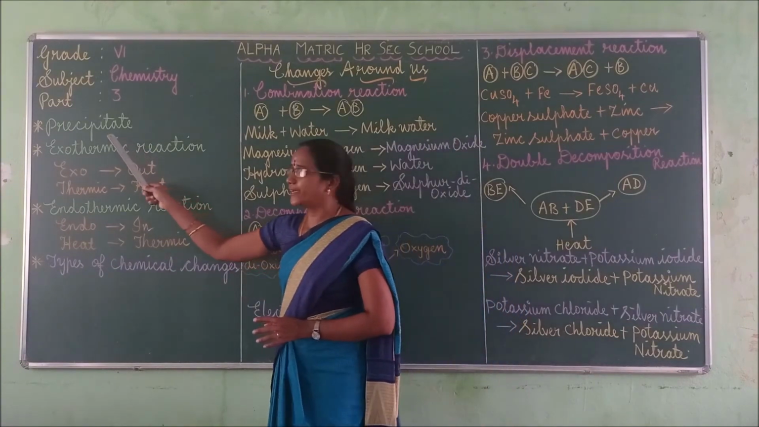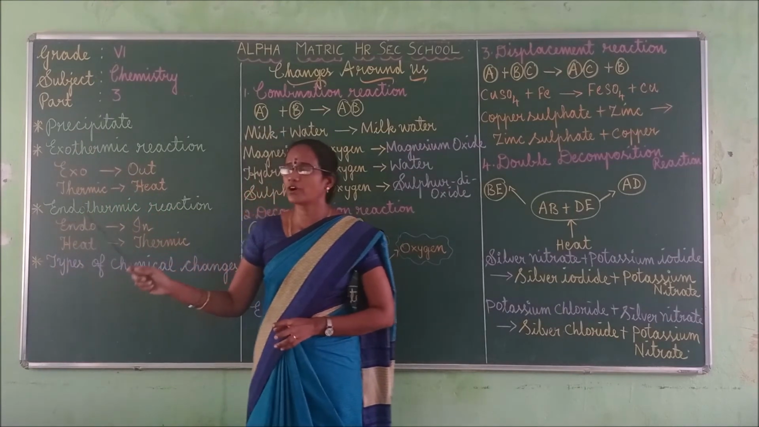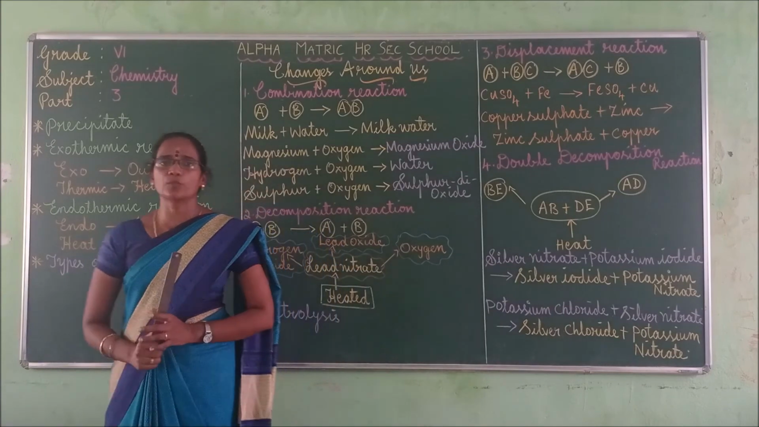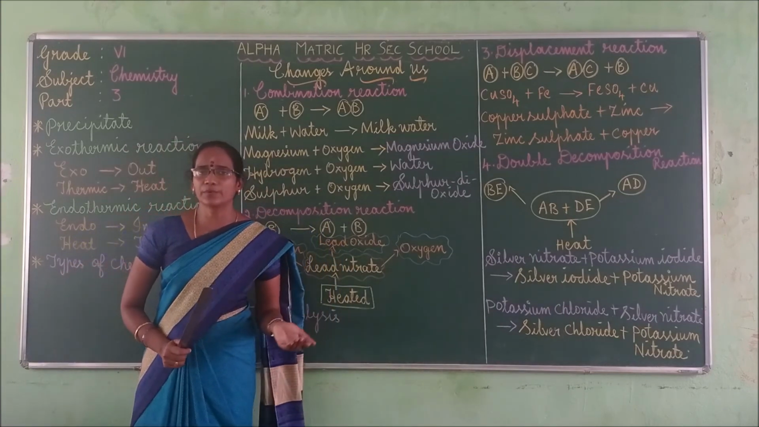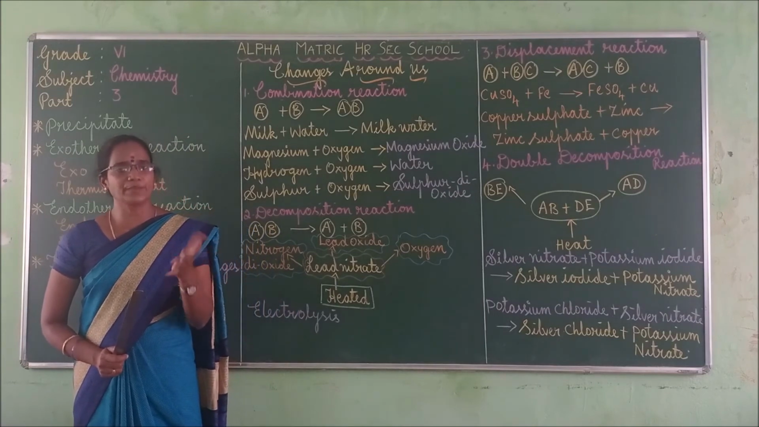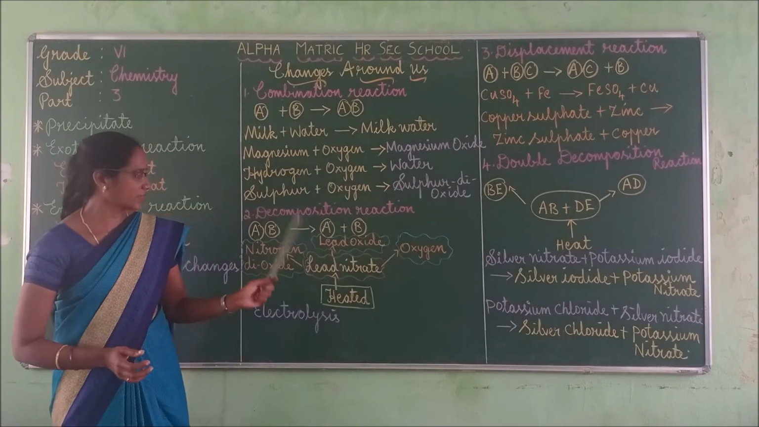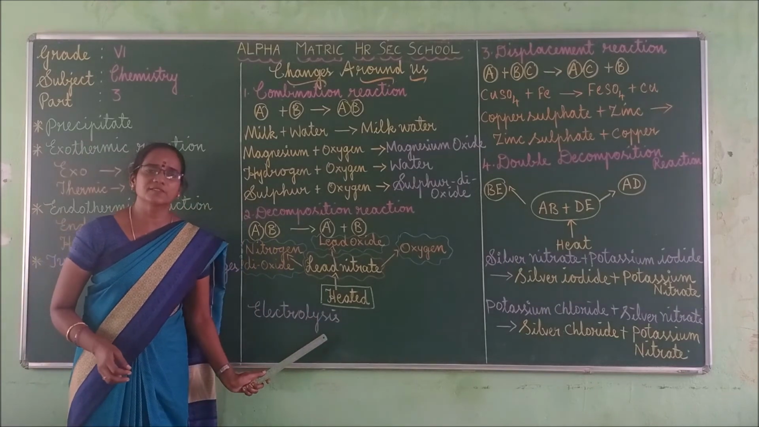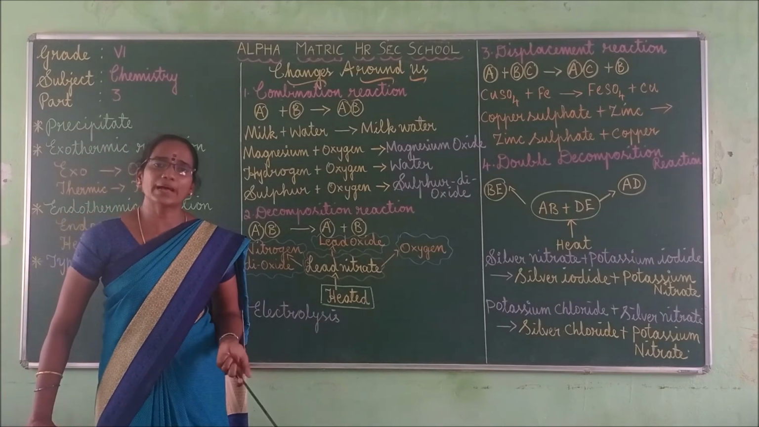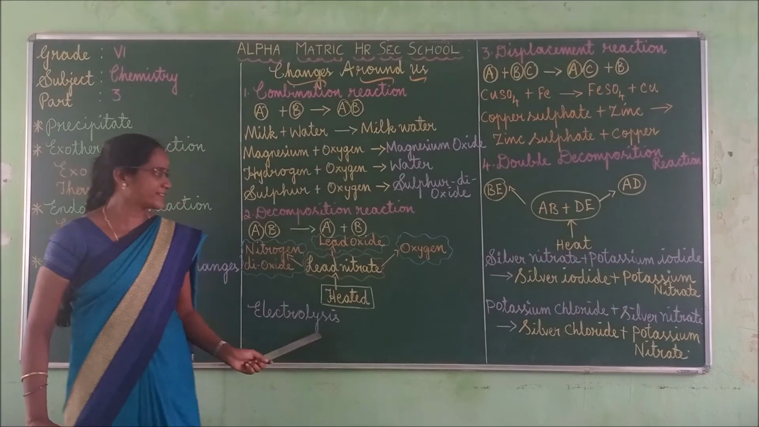Next, precipitate means it is a substance to be deposited in solid form, that is called precipitate. Exothermic reaction means exo means out, whereas thermal means heat. Endo means in, thermal means the same meaning heat, right? Next one, electrolysis means some chemical reactions take place only by the passage of electric current. This is called electrolysis.